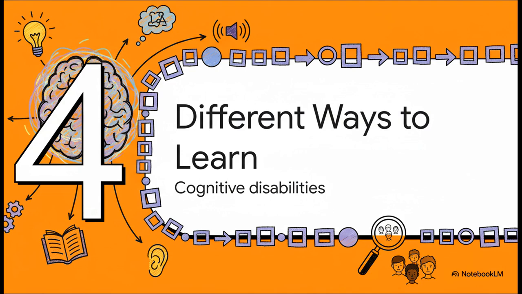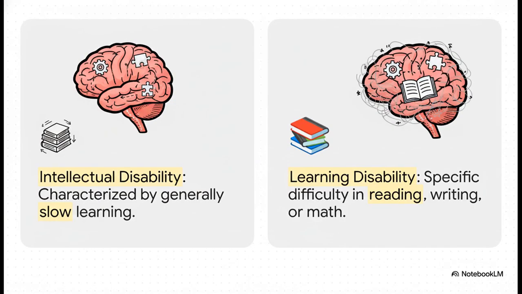Okay, so we've covered the body and the senses. Now let's move on to the mind. We're going to look at the different ways people learn and process information. And this is a big one, an area where having clear definitions is absolutely crucial. Pay close attention here, because this is a really important distinction that a lot of people get mixed up.